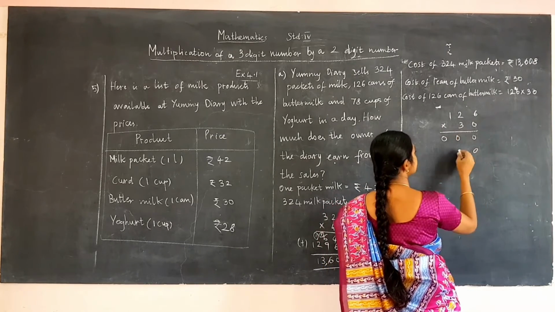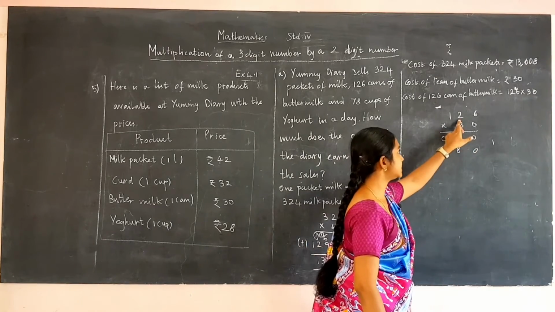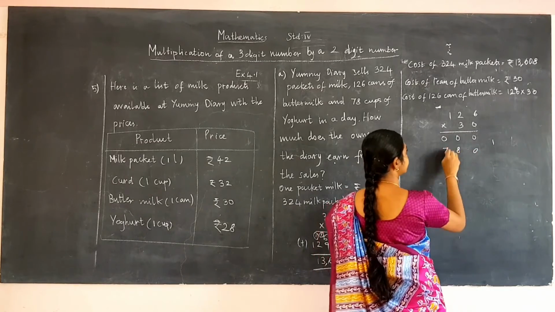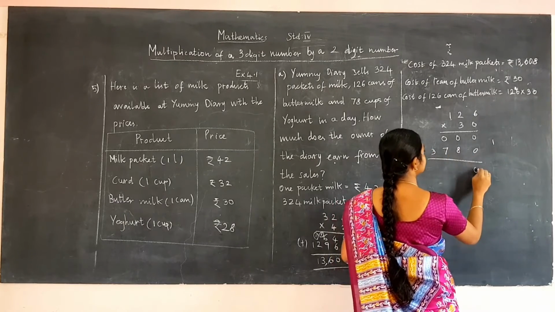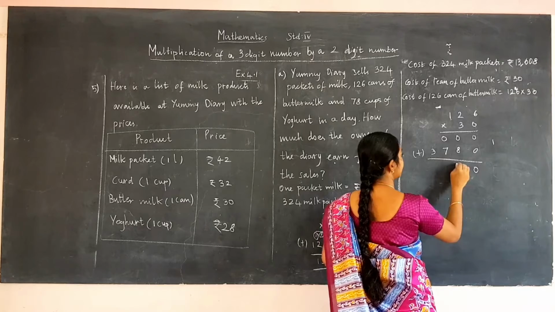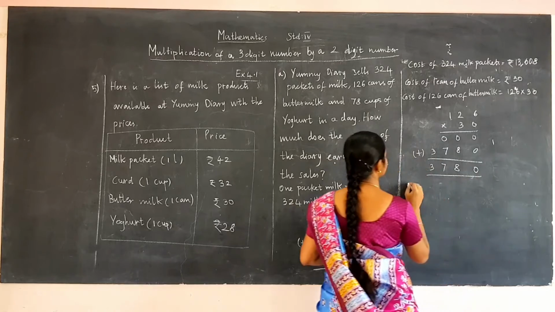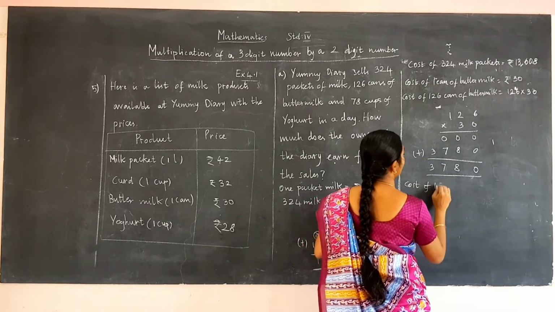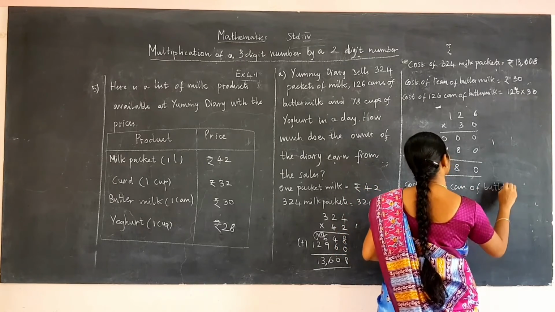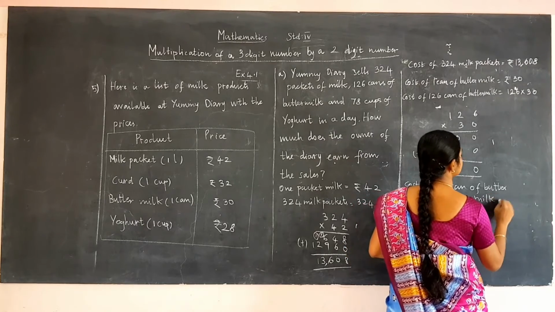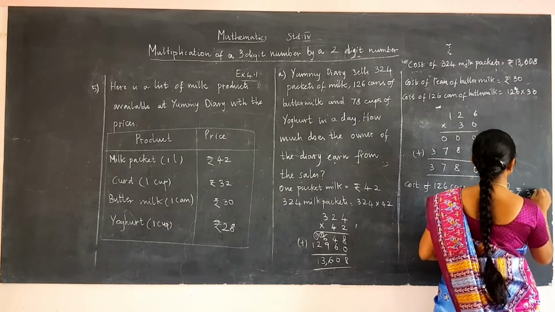3 into 6 is 18. So write 8 here and 1 will be remaining. 3 into 2 will be 6. 6 plus 1 is 7. 1 into 3 is 3. Add these two lines. 0 plus 0 will be 0. 0 plus 8 will be 8. 0 plus 7 is 7. Here we don't have any number, so write 3 as it is. So the cost of 126 cans of buttermilk is rupees 3780.